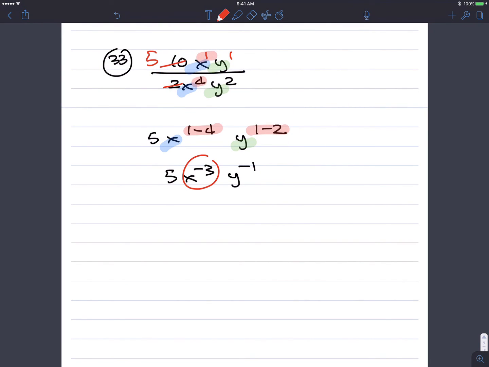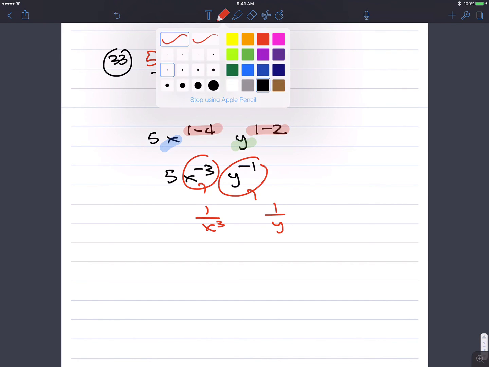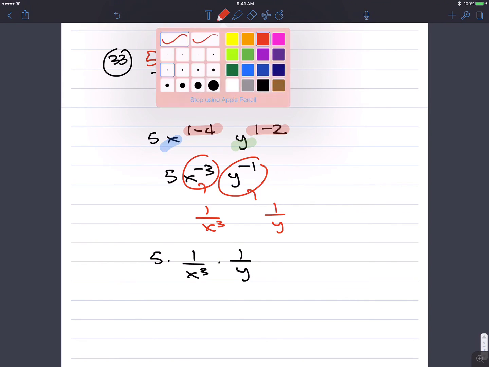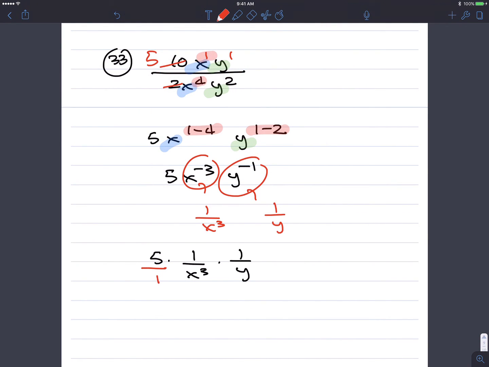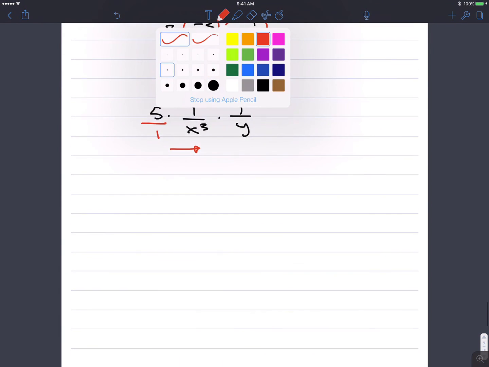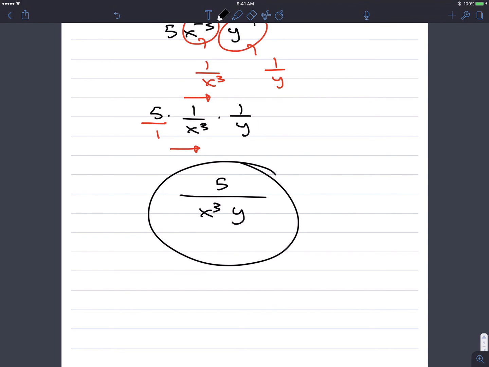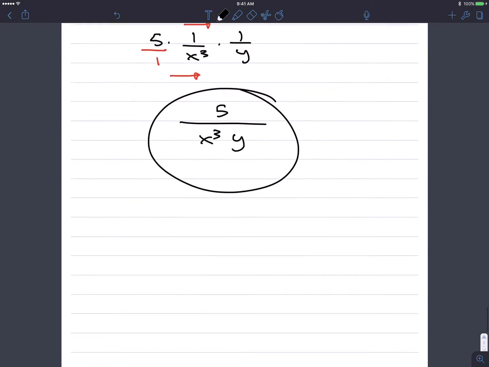So both of these here, this becomes 1 over x cubed, and this becomes 1 over y, because it's a base to a negative power. You get 5 times 1 over x cubed times 1 over y. And don't forget the whole number 5 we can write as 5 over 1. And when you multiply, it is simply straight across. Here's what you end up with. 5 over x cubed y. And you're done. Number 33.